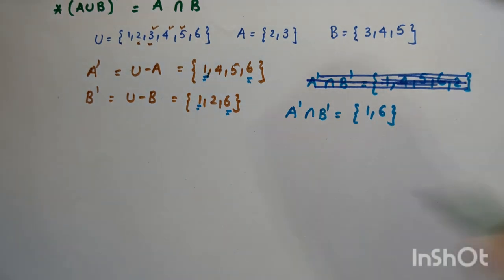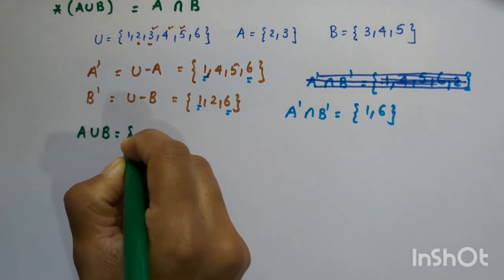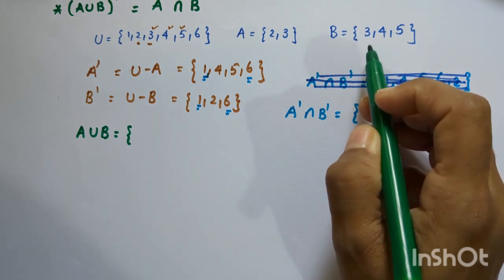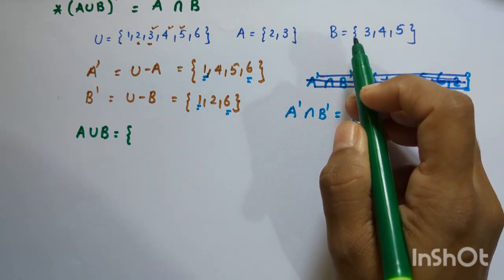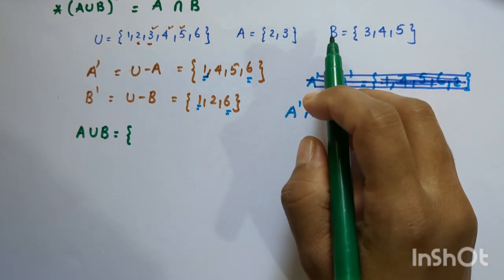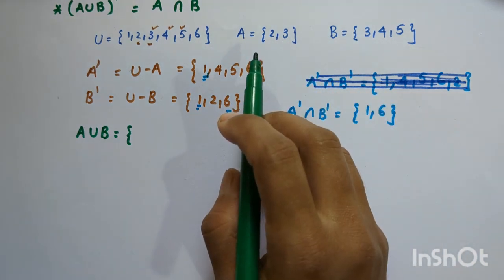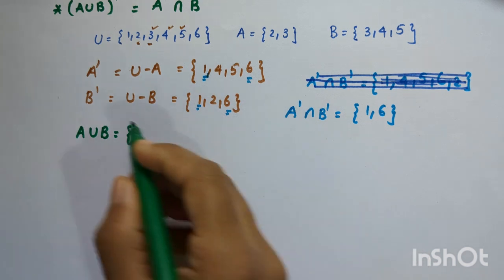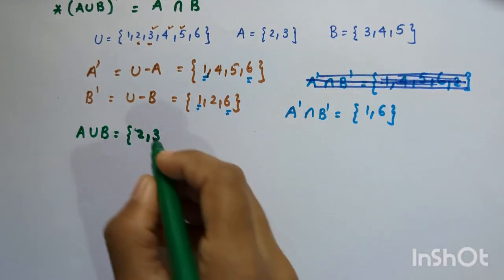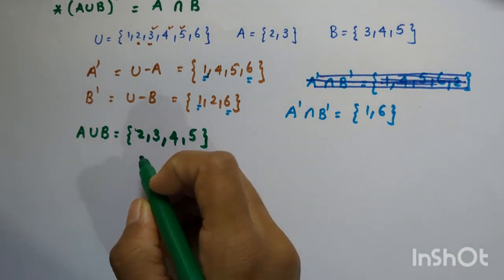Now, what if you find out A union B? When you write A union B, the union of two sets, you have to write all the elements present in both A and B, but no need to repeat the elements. Here, when you write A union B, you have 2, 3 from A. Now in B you have 3, 4, 5. So 3 is already written, no need to write it again. So 4, 5. So this is A union B.